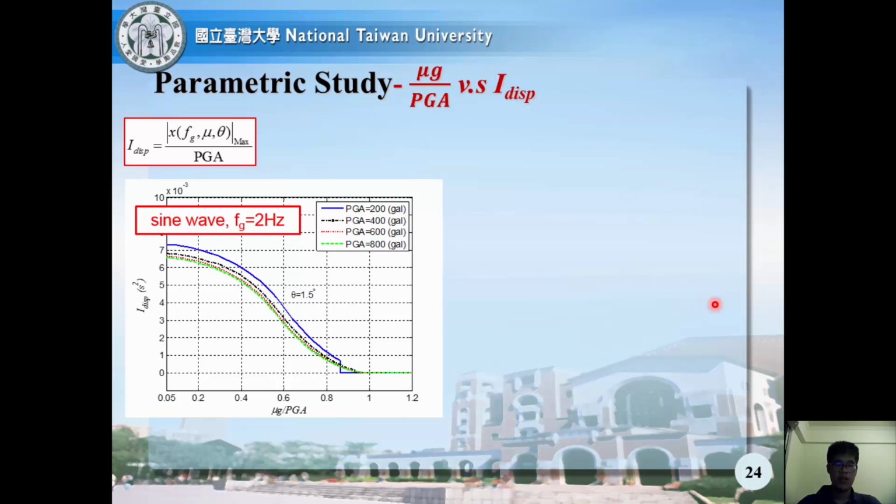So from this figure, if we mainly focus on one line, we may see that the displacement response of the system will decrease as the friction coefficient increases. And if we take all of the lines into consideration, we may see that the gap between each line will become smaller as mu g over PGA increases.